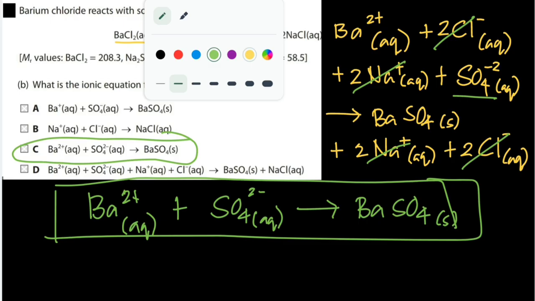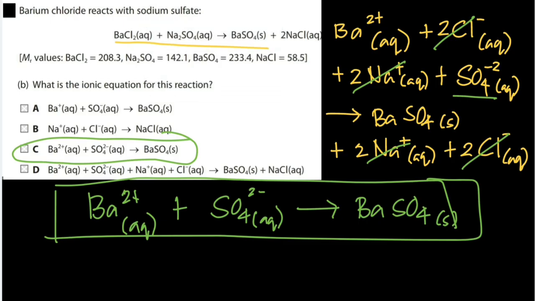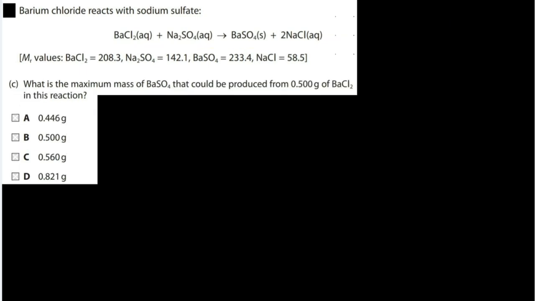And take note here that barium and sulfate ions are the ions that react. They combine to form the insoluble solid barium sulfate. Alright, letter C, the same problem. Reaction between barium chloride with sodium sulfate.